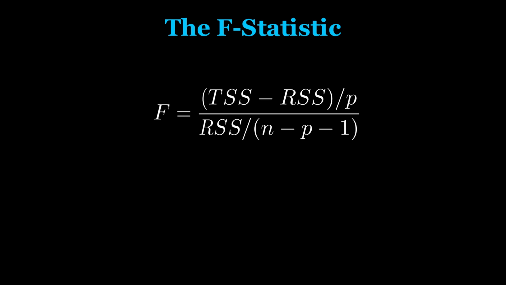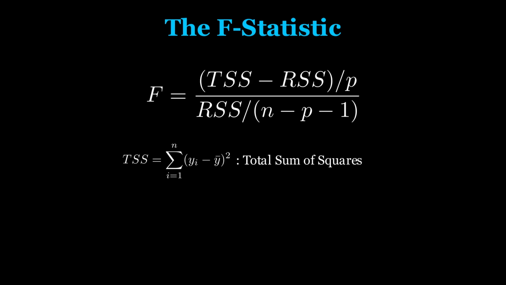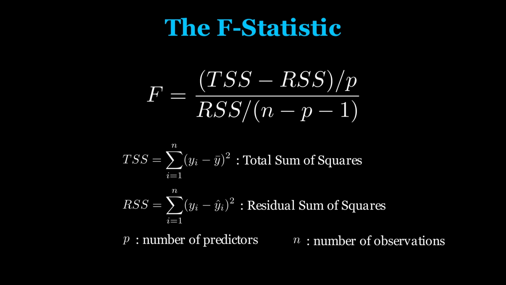To carry out the F-test, we compute the F-statistic. The F-statistic equals the quantity TSS minus RSS divided by p, all over RSS divided by n minus p minus 1. TSS is the total sum of squares. It measures the total variability in the response variable around its mean. RSS is the residual sum of squares, the variability that remains unexplained after fitting the model. p is the number of predictors, and n is the number of observations.